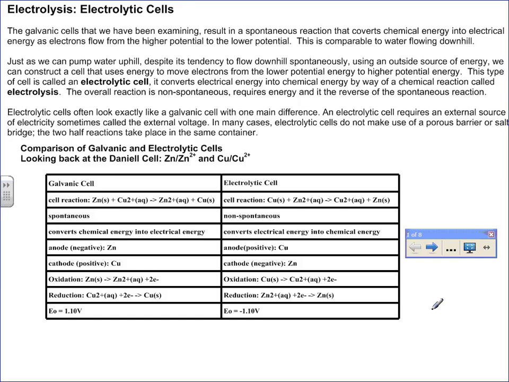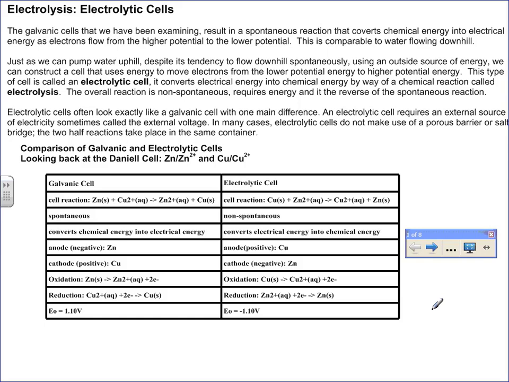So rather than water flowing down a hill, we're basically going to be pumping water up the hill. So we're going to be looking at the reverse reaction that involves an external source of electricity being used in order to force the reaction to take place.